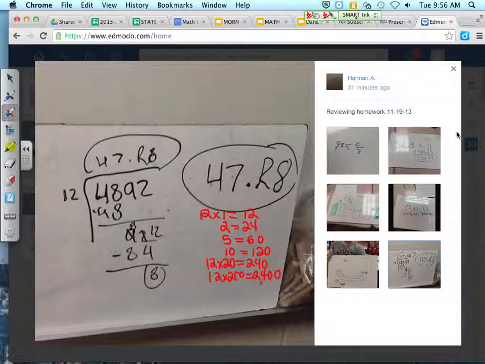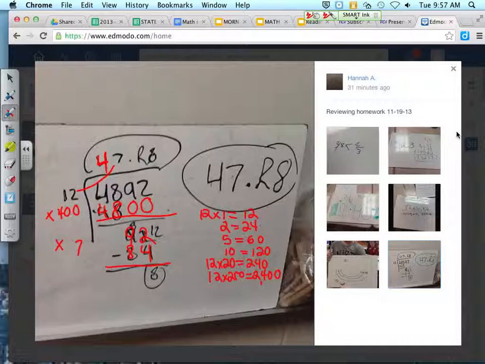She started with 400 groups. So 12 times 400 got her 4,800. So she put the 4 here. Then when you subtract, you're left with 92. She said 84, so 12 times 7 gave her 84.